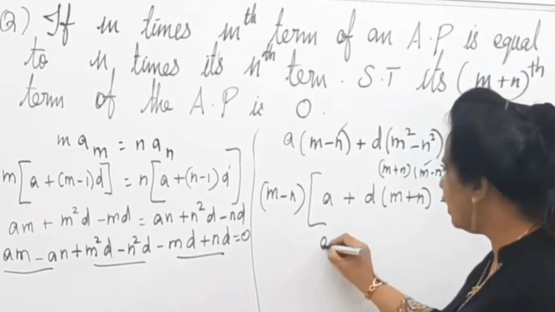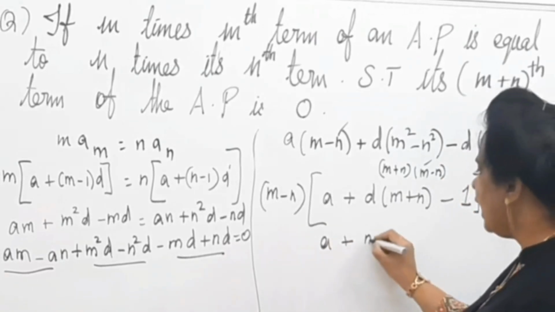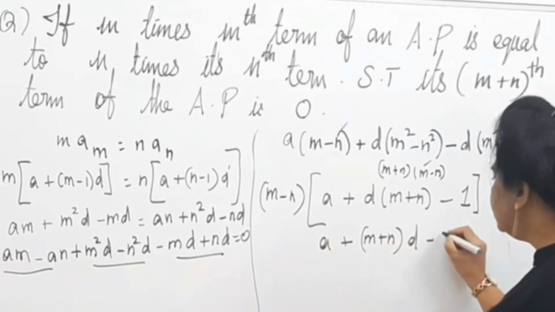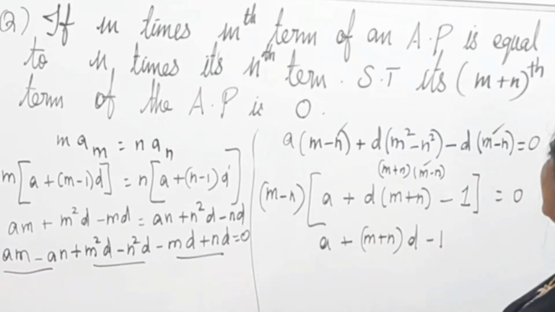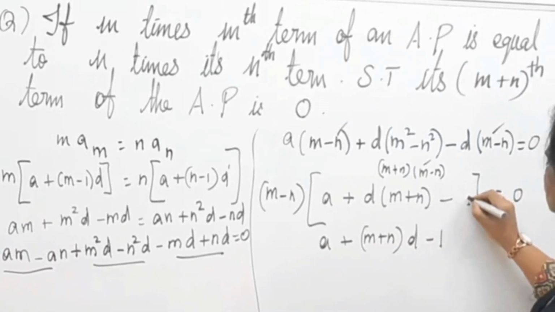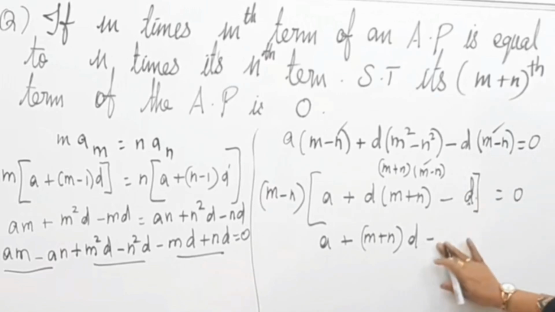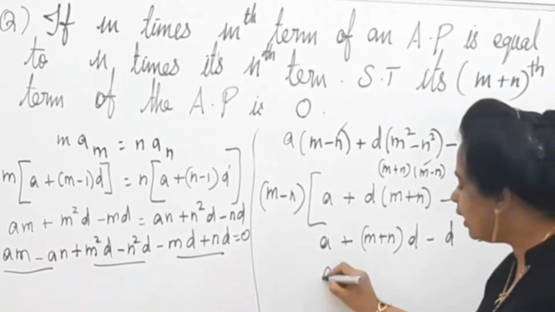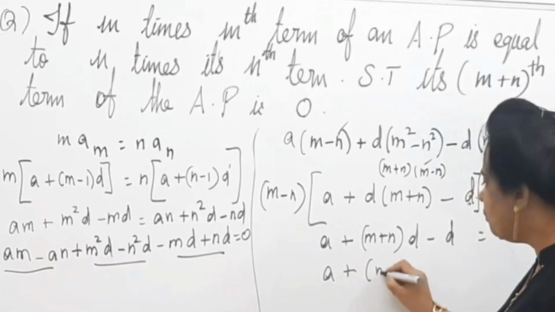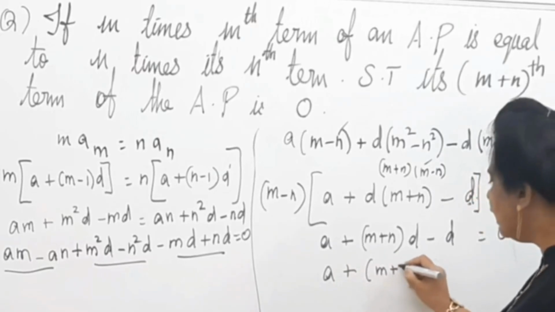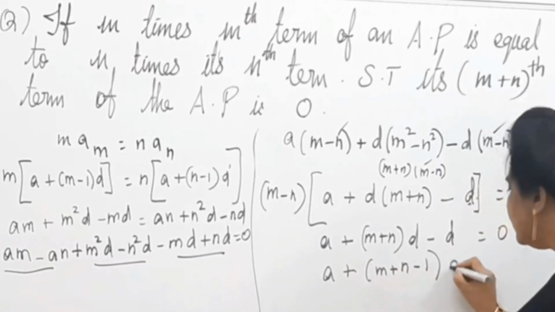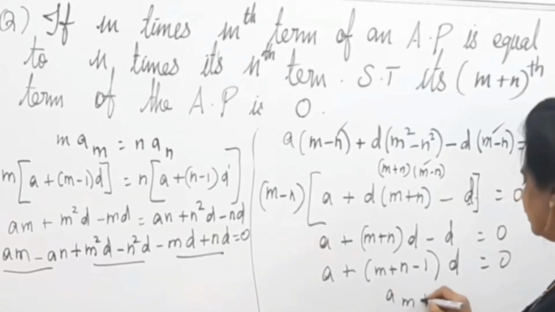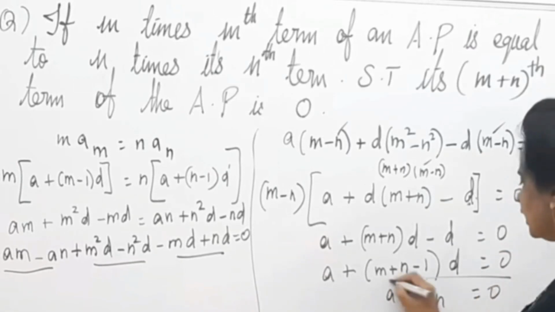So I would have a + (m + n)d - d. It's d, it's not 1, it's d. So, equal to 0. So I would take a + (m + n - 1)d equal to 0. This is nothing but a_(m+n). As simple as that, which is equal to 0.